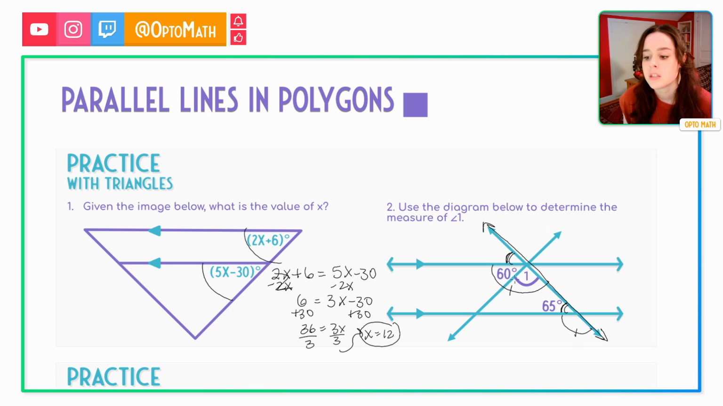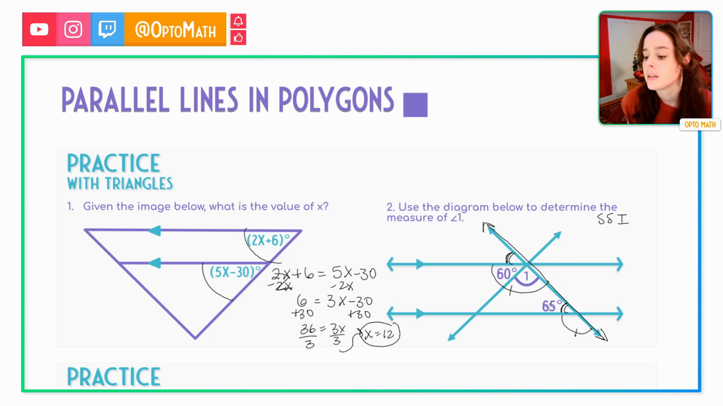So 60 plus the measure of angle 1 is corresponding to this angle down here, and those are a linear pair. If you want to use the direct vocabulary for the 65 degree angle and the 60 degree plus the measure of angle 1 degree angle, that's going to be same side interior. So let's write that, same side interior, just a little abbreviation there. So regardless, they're going to be supplementary.